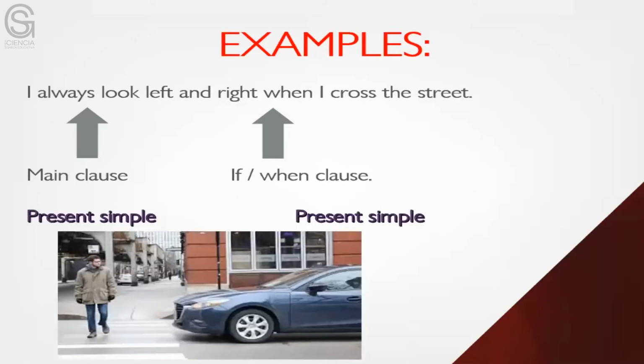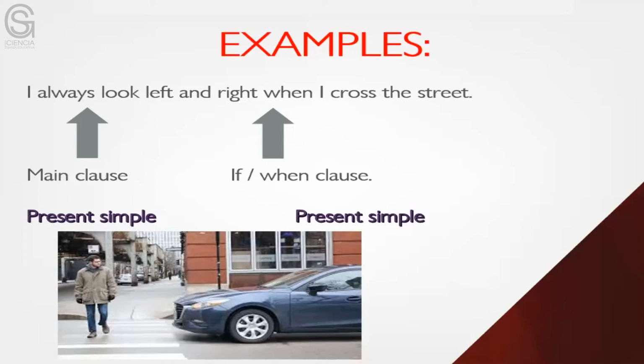So observe this picture and look at the sentence at the top. I always look left and right when I cross the street. When I cross the street, I always look left and right. So remember that you can play in a certain way creating the sentences. Not all the time you need to start a sentence with if, because you can use when too.